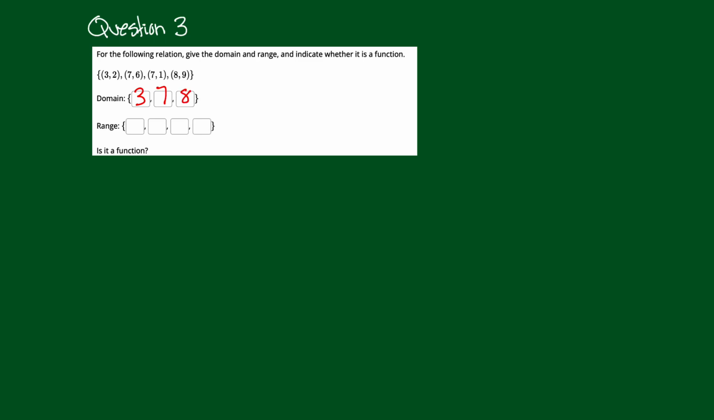And the range. If we put those numbers in, what do we get back out? That's the second components. We'll get out a 2, a 6, a 1, and a 9. Now, is it a function? So let's check. Does every input go to exactly one output? I see a problem here. You see that 7? It goes to 6, but then it goes to 1 also. So it's like if it was time, 7 would go to 6, then later it goes to 1. So this is not a function. So I'm going to claim no.